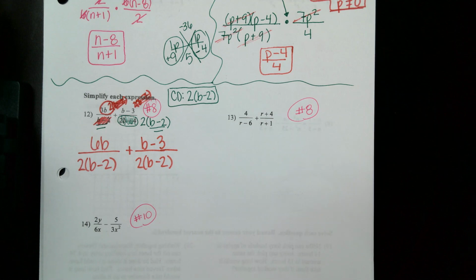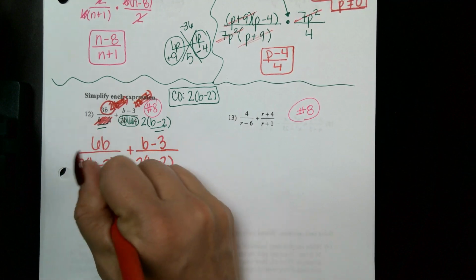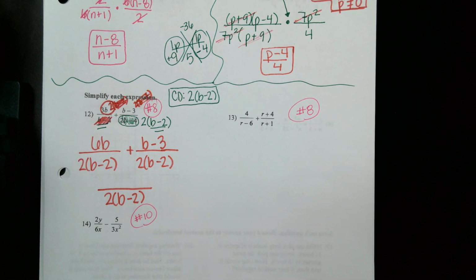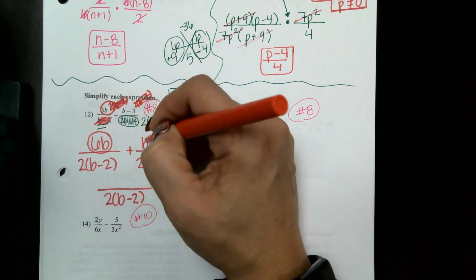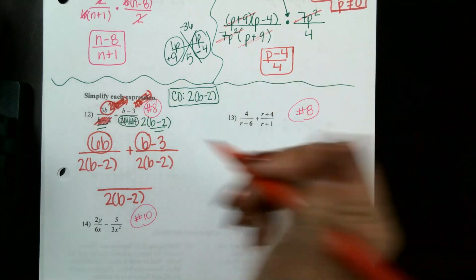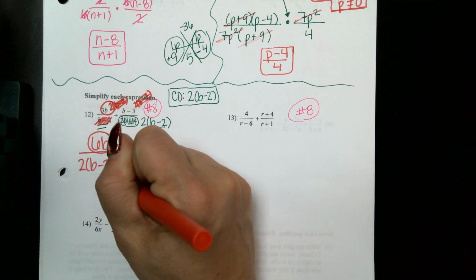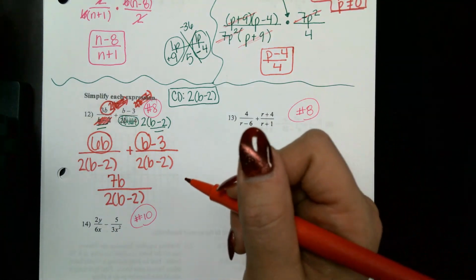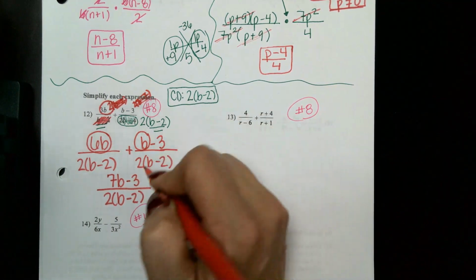Now from there, moving forward, we're going to put it back to just one single fraction, and we're going to combine the tops. So 6b plus 1b makes 7b. 6 plus 1 is 7. And then the minus 3 is just hanging out by itself, right? There you go.